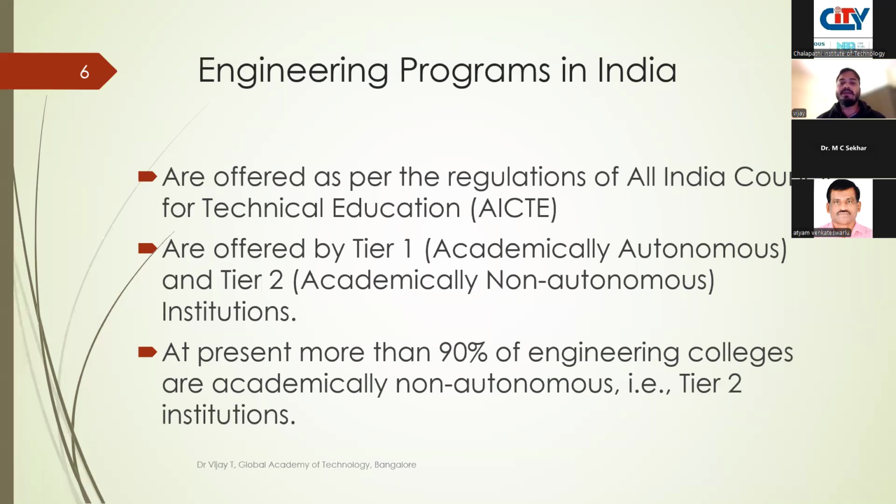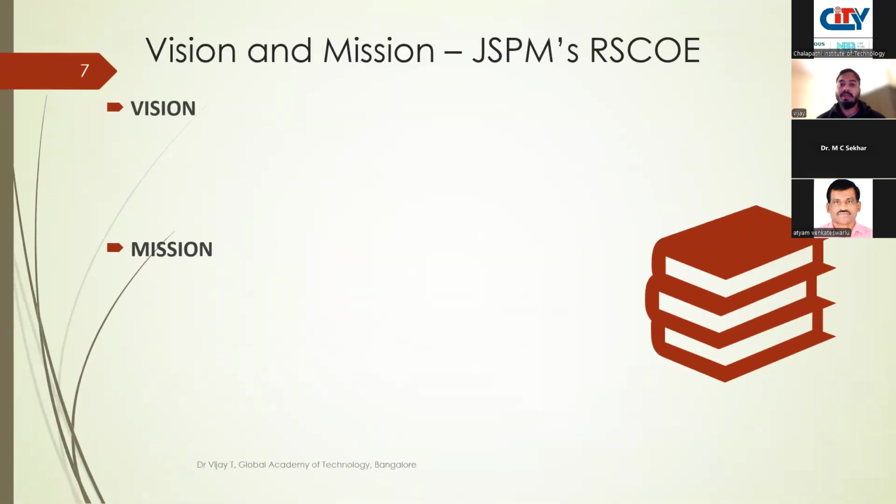So we all know that there are two kinds of accreditation process in India under NBA. One is Tier 1, where you are applying today, which is for academically autonomous institutes, and Tier 2 is for academically non-autonomous or affiliated institutions. Presently in India, 90% of the colleges fall under category 2 and have not been accredited by NAAC or NBA.